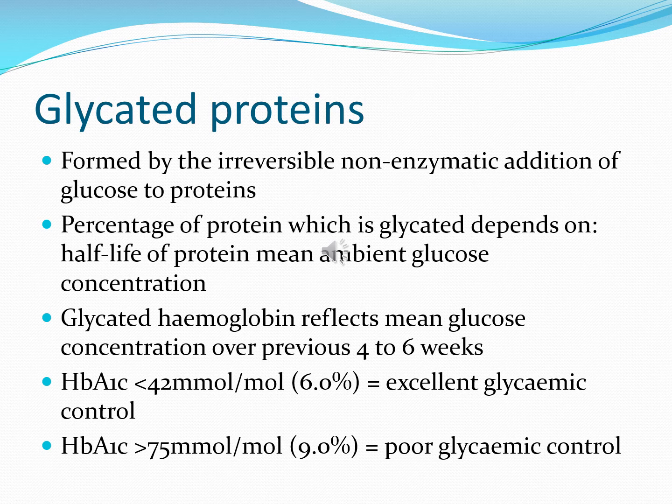The target for HbA1c, again, factors include age, etc. But we'd be looking at 42 millimoles per mole, which is the units we should now use, would be excellent glycemic control, and once we get above 75 millimoles per mole, that would indicate poor glycemic control.